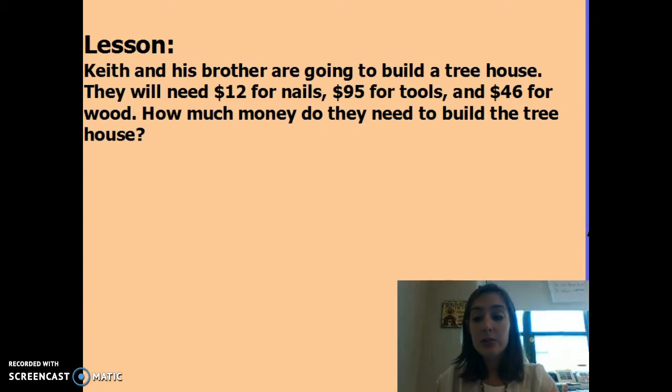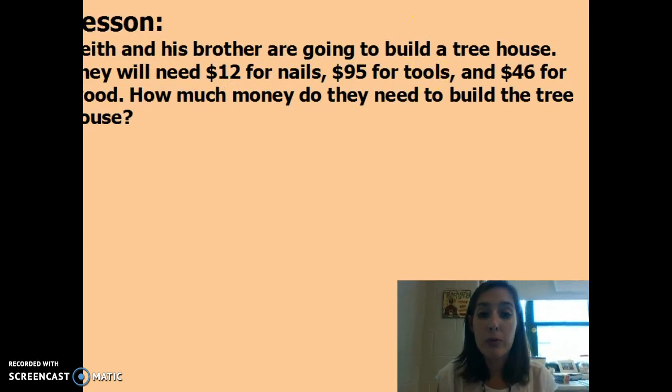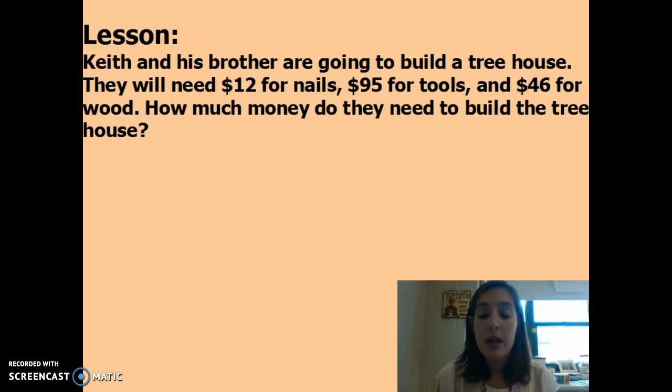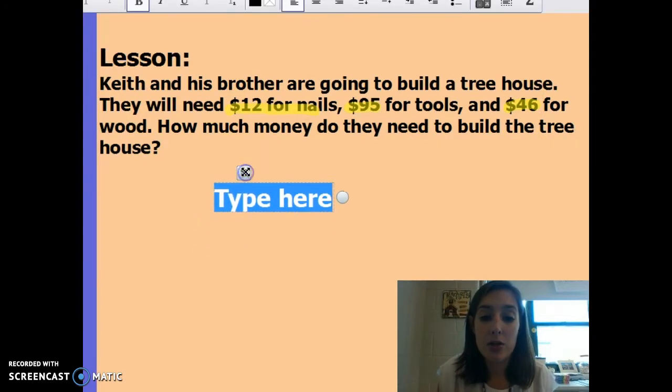Now, something that I suggest you do when working with word problems is you need to figure out what is the most important. Like, what do I need to focus on? And in order to do that, you need to highlight the important text, just like we did on our last test. So I know that Keith and his brother are going to build a tree house. That doesn't help me solve my math problem. It's just telling me what they're doing. But I know that they need $12 for nails, that they need $95 for tools, and $46 for the wood. So now I'm going to go in and work on that question.